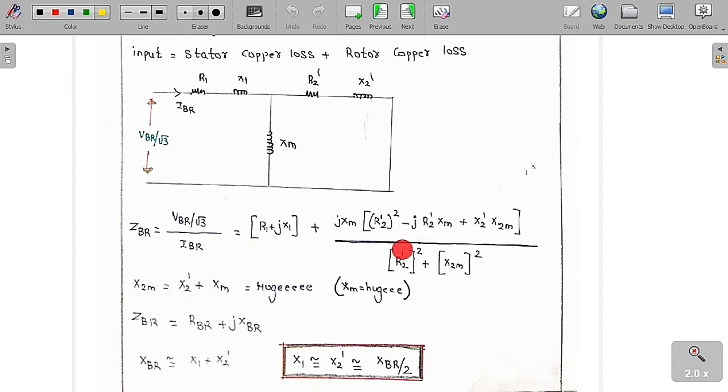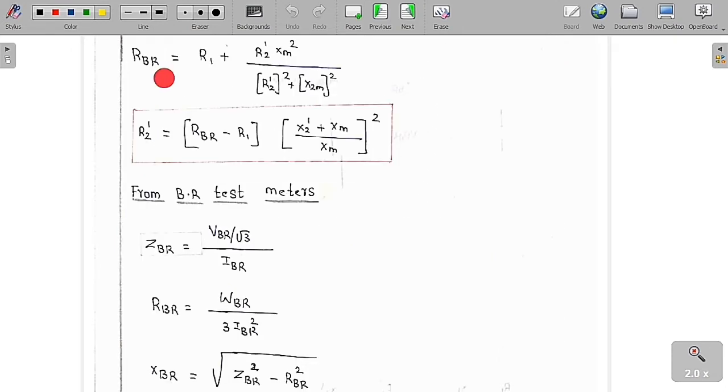So finally, if we separate the real part and the imaginary part, we get ZBR equal to RBR plus jXBR. XBR we are going to approximate as nearly equal to X1 plus X2 dash. So we are going to assume both are equal: X1 is nearly equal to X2 dash, which is nearly equal to XBR by 2.